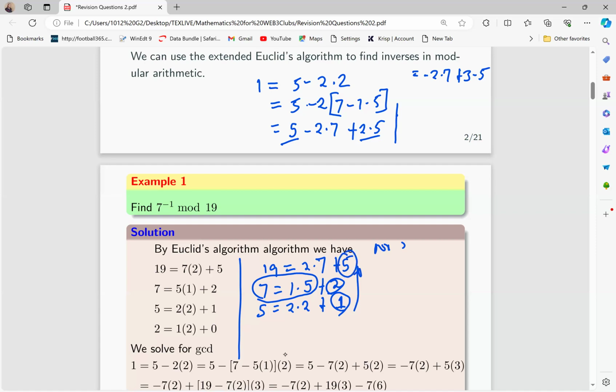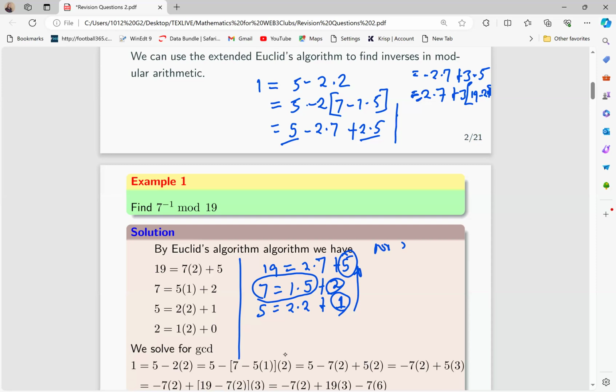We now replace the last remainder. This one, 5. So let's replace it. This will be negative 2 times 7 plus 3 into, instead of 5, we have 19 minus 2 times 7. My space is small here, but that is 2 times 7. My space is quite small.